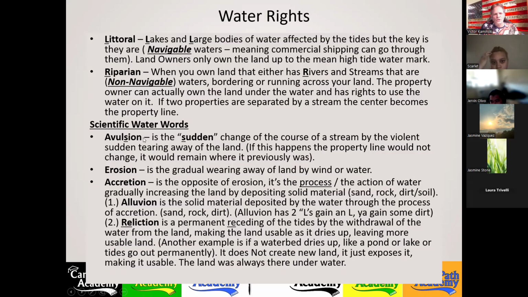So if you look at the words avulsion and alluvion, alluvion has two L's and avulsion has an S for sudden change of a course of a stream. Alluvion has two L's. Alluvion is what you call the dirt that was deposited by the water. So when you see these two words next to each other, they look almost identical. They both have the A, L, U, V, I, O, N in them. So on exams, it's easy to get confused. Here's an easy way to remember it. The one that has an S in it is for sudden change of a course of a stream.